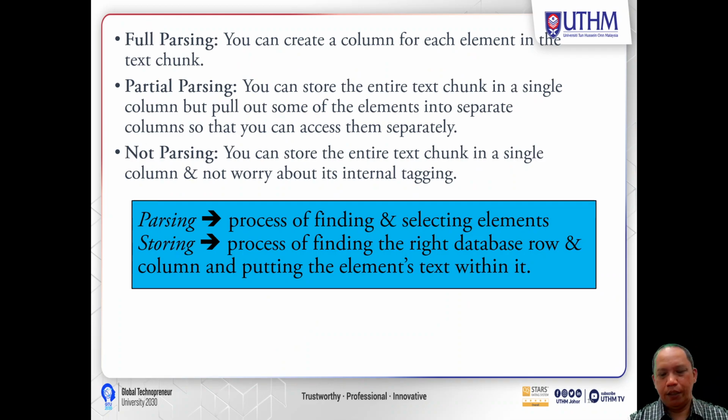Okay, and then we have the parsing method. We have full parsing, partial parsing, and no parsing. With full parsing, you can create a column for each element in the text chunk. With partial parsing, you can store the entire text chunk in a single column, but pull out some of the elements into separate columns so that you can access them separately. With no parsing, you can store the entire text chunk in a single column and not worry about its internal tagging. So what is this actually?